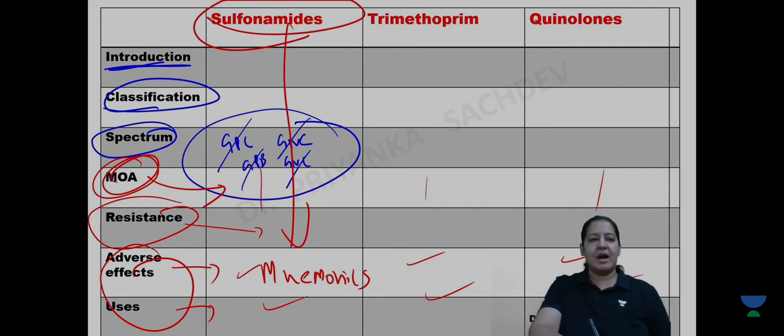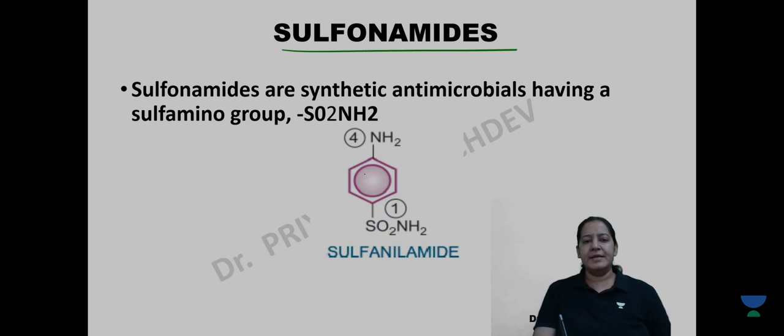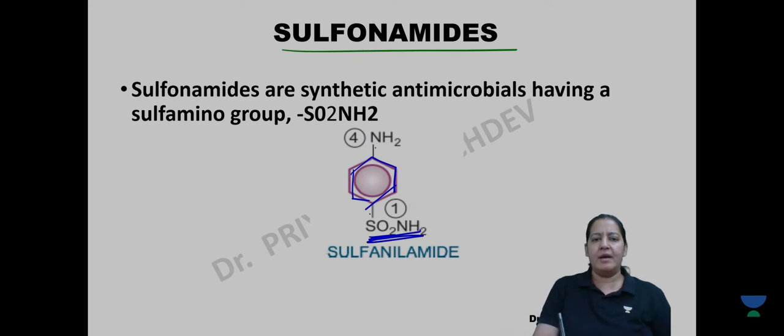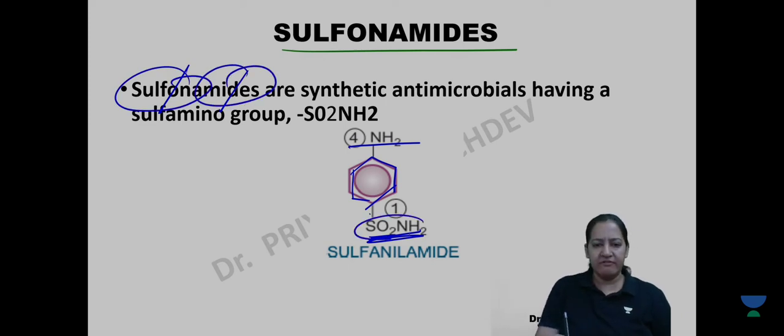Start with the first chapter, sulfonamide. Start the introduction. Why is sulfonamide known as sulfonamide? See, it is a benzene. You can all see this is a benzene. On carbon number 1 of the benzene there is a sulfo group and on carbon 4 there is an amide group. So that's why it is known as sulfonamide. Sulfona group and amide group. Carbon number 1 is sulfona and carbon number 4 is amide.